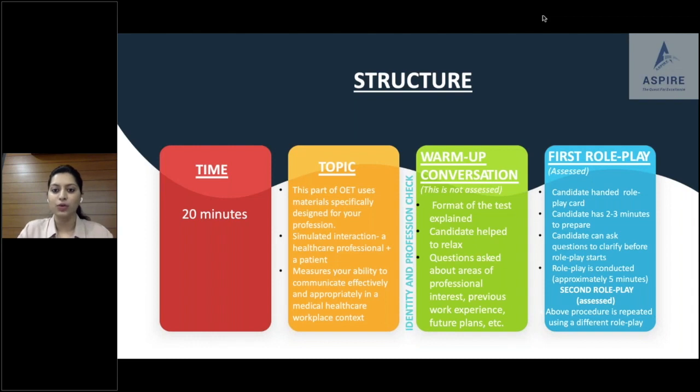The interlocutor hands you a role play card. It's from this point onwards that you will be assessed. You will be given 2 to 3 minutes to prepare, and the candidates can ask questions during this time, for example, if they don't understand the meaning of a certain word. The role play is conducted for approximately 5 minutes. Once the first role play is done, you will be handed a second role play card. Again, this is assessed, and the same procedure is repeated, as in you will be given 2 to 3 minutes to prepare, and then they will start your role play.